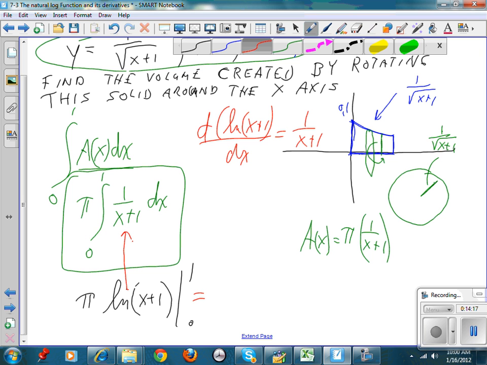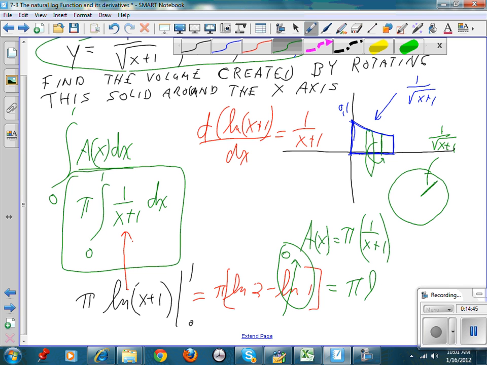Okay, let's finish evaluating this. This is going to be pi times the natural log of 2 minus the natural log of 1, right? Now, what is the natural log of 1 equal to? That's something you need to know. The natural log of 1 is equal to 0. So the answer is going to be pi times the natural log of 2. Okay?